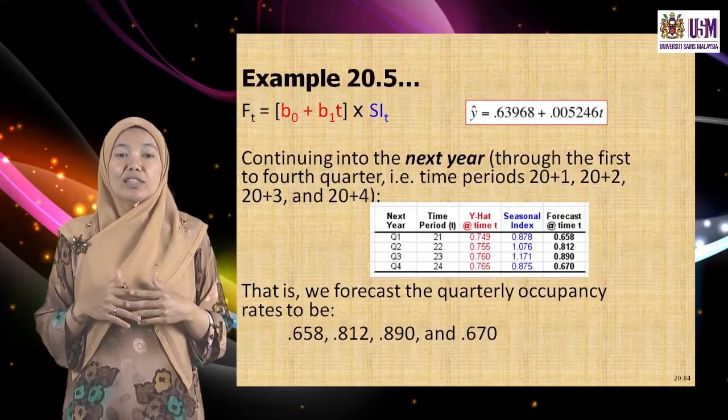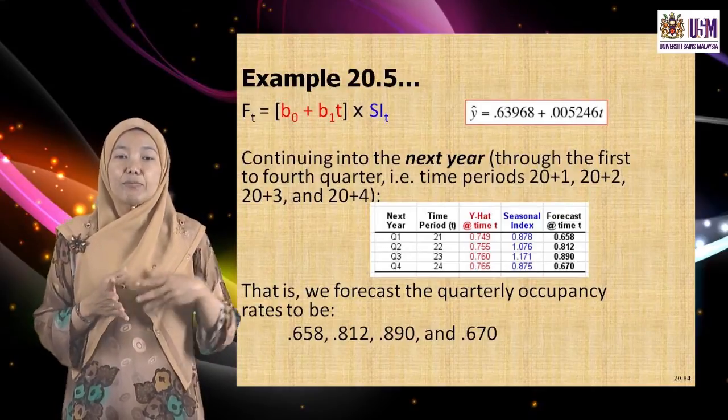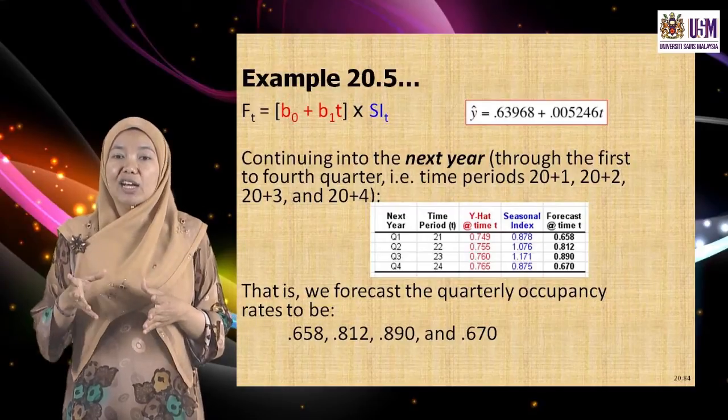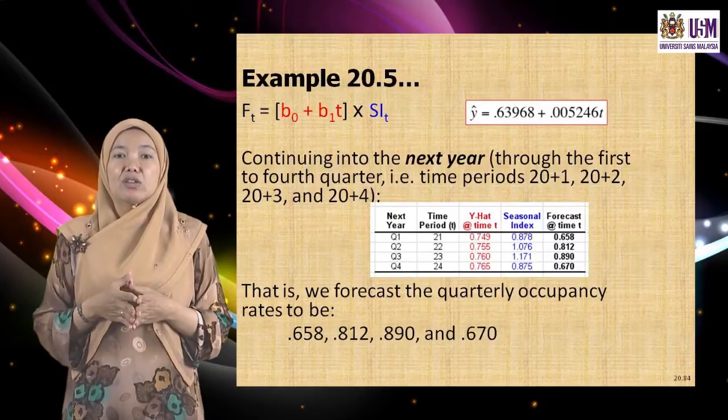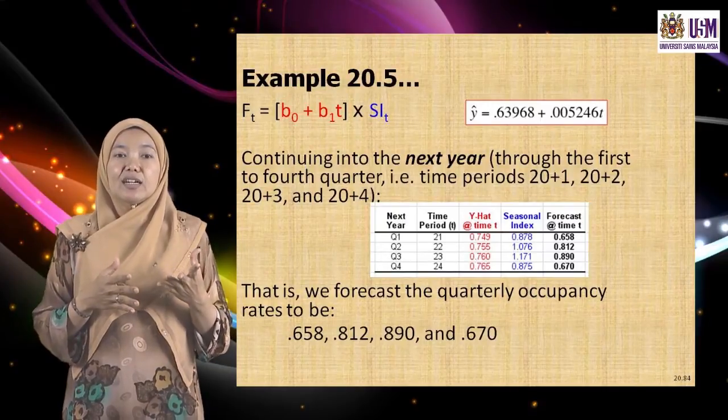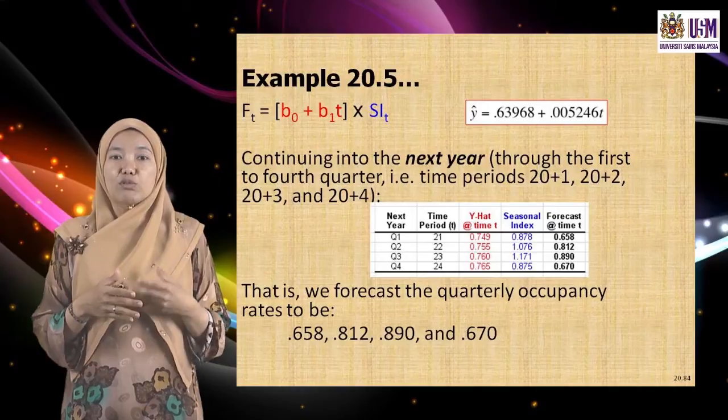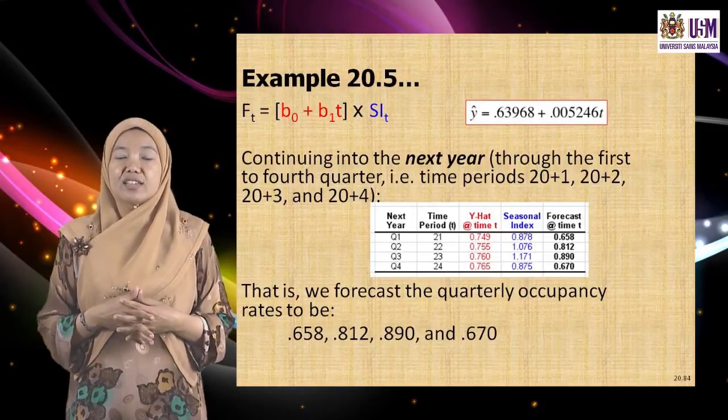And then the fourth quarter of 2008, the previously unknown, you have the forecast value of hotel occupancy rate 0.67. So that is as simple as you can make it when it comes to forecasting using the seasonal index.